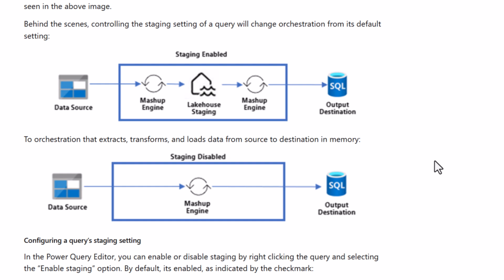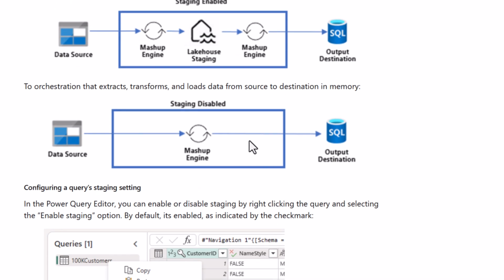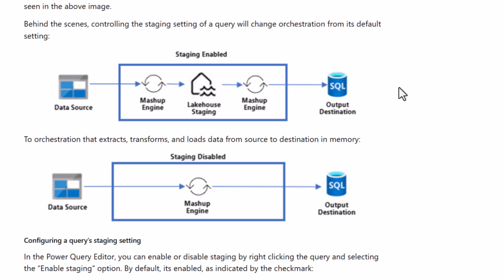So let's start by talking about when staging is disabled. So this bottom diagram here, right? If staging is disabled, all of your transformation in a data flow is going to be done by the Dataflow engine, otherwise known as the mashup engine, right? And if you've got a really big data set or you're doing lots of transformation, that might not be the most efficient way of doing it. So a feature we have available to us to try and improve the speed of doing all these transformations within a data flow is staging.